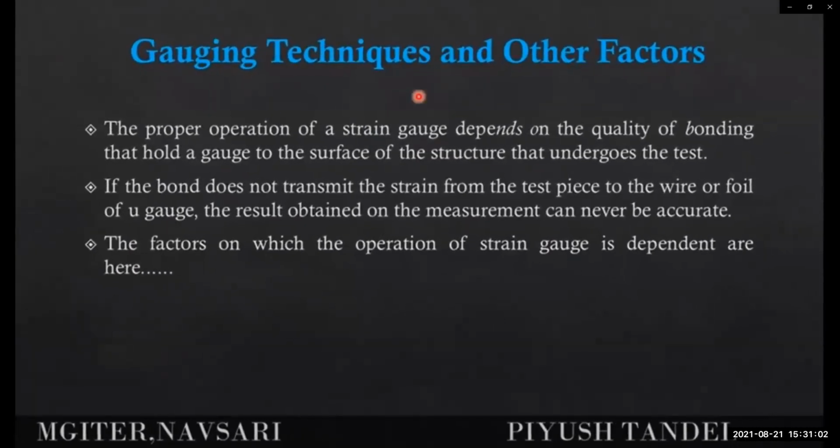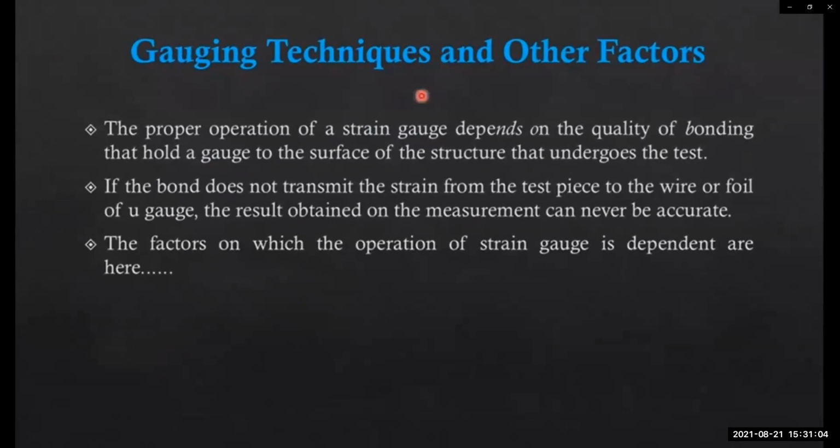Now, the next one is the gauge technique and other factors. The proper operation of the strain gauge depends on the quality of the bonding that holds the gauge to the surface of the structure that undergoes the test. Whatever the structure undergoes, it is going to depend on the quality of the bonding.